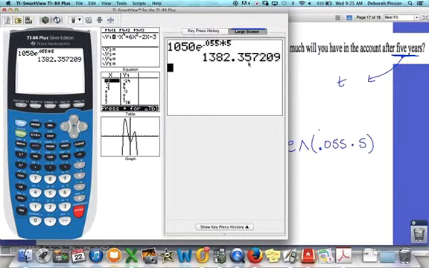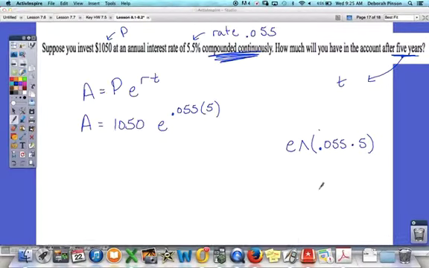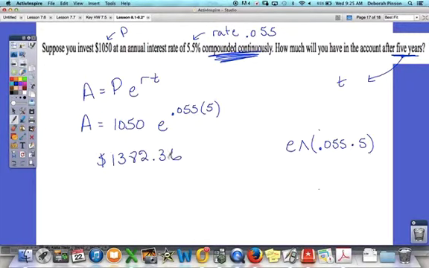So I'm going to round to the nearest penny since we're talking about money. So $1,382.36. That's how much I'll have after 5 years. So you made $330.